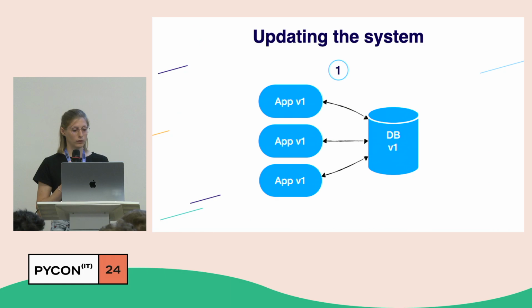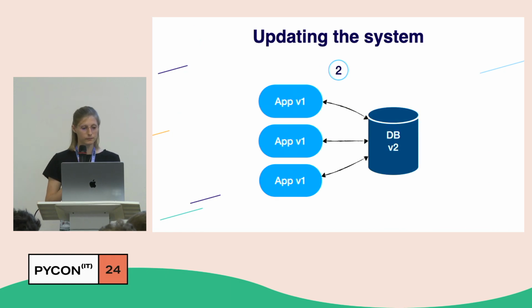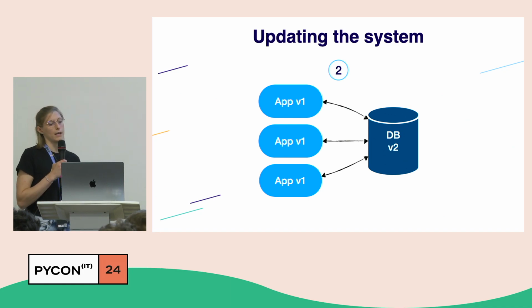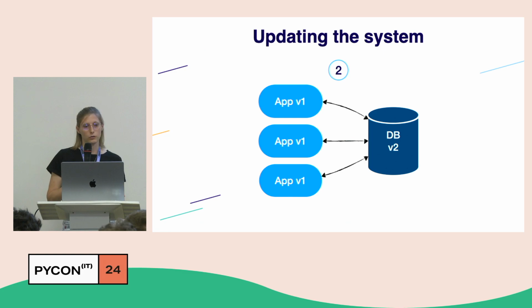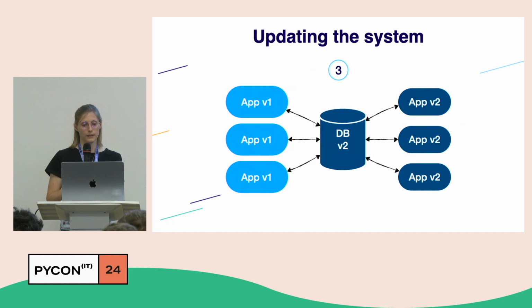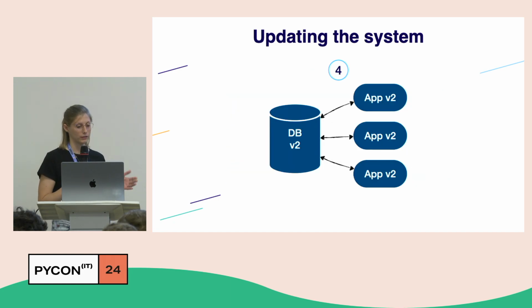So we will begin with migrating the database to version V2. As a result, we'll be in the stage where the app clusters are on version V1, but the database is already on version V2. Once the migrations are completed, we can start the app workers of the next version V2, and then finally shut down the app workers of version V1.